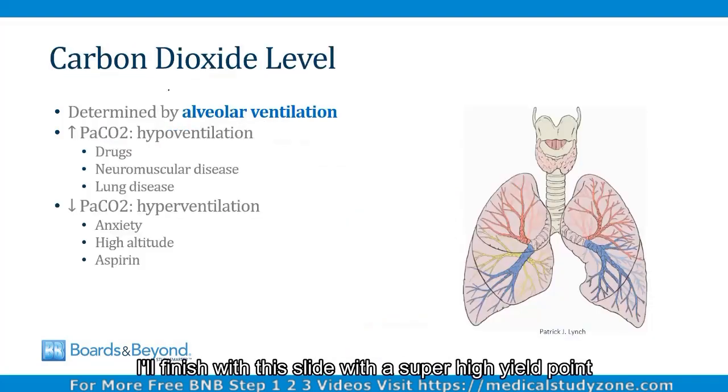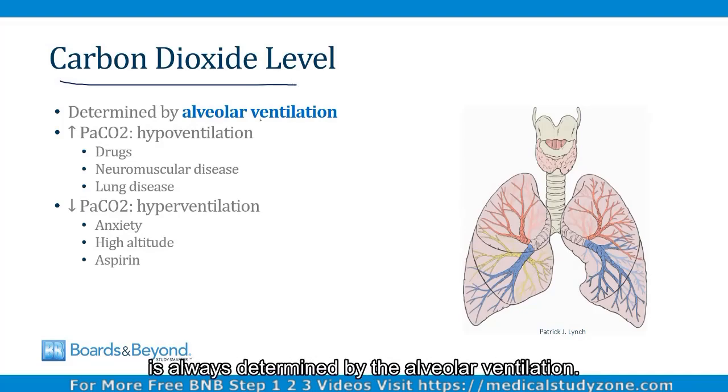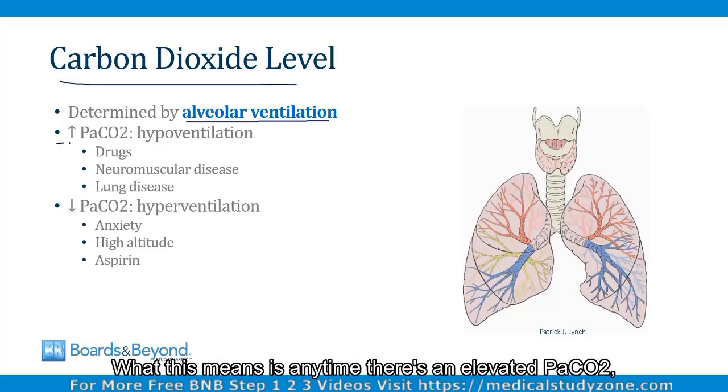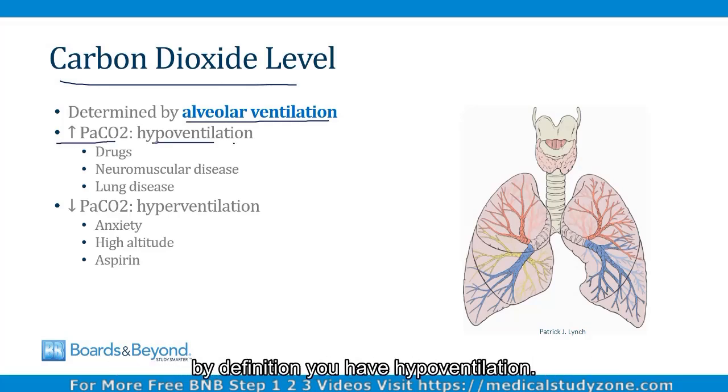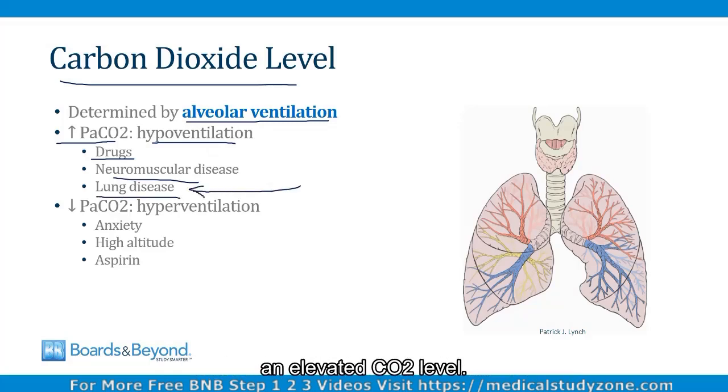I'll finish with this slide with a super high yield point that you always want to remember, especially when you're rounding in the ICU with pulmonary attendings. The carbon dioxide level in the bloodstream is always determined by the alveolar ventilation. What this means is anytime there's an elevated PaCO2, by definition you have hypoventilation. As we've discussed, it could be from drugs, it could be from neuromuscular disease, or it could be from lung disease. Remember, lung disease alone does not cause an elevated CO2 level.